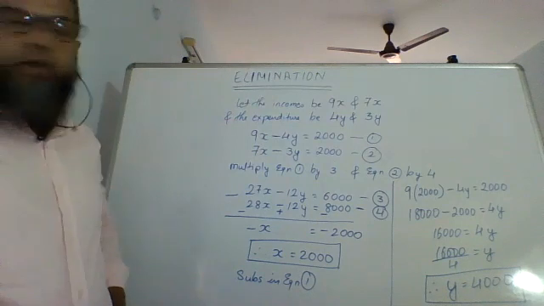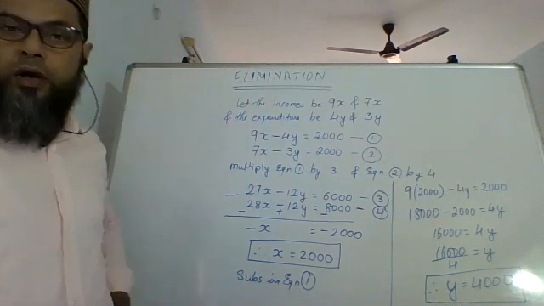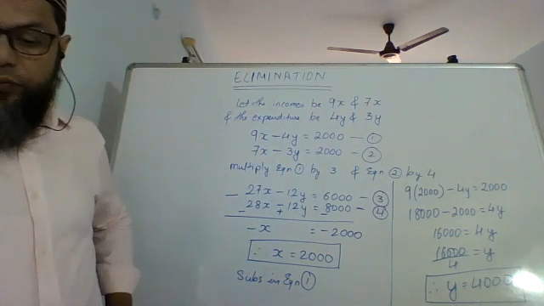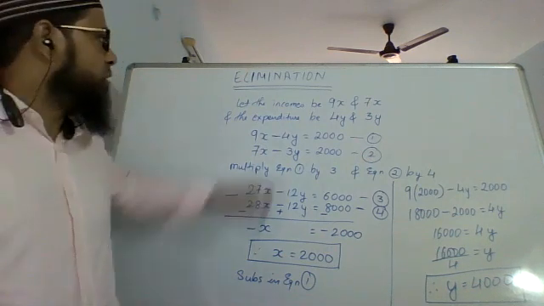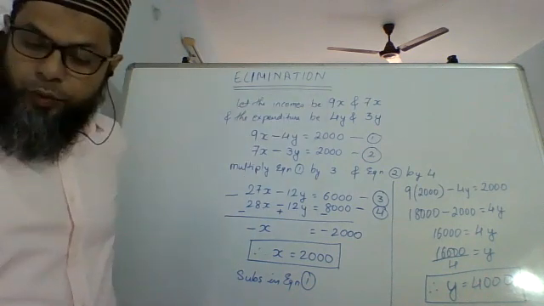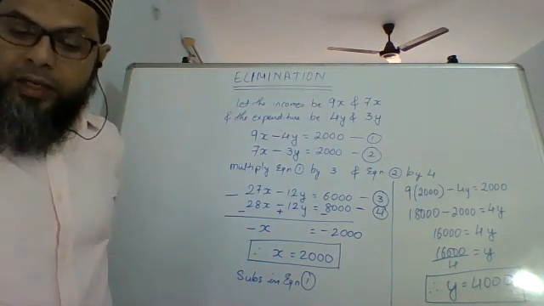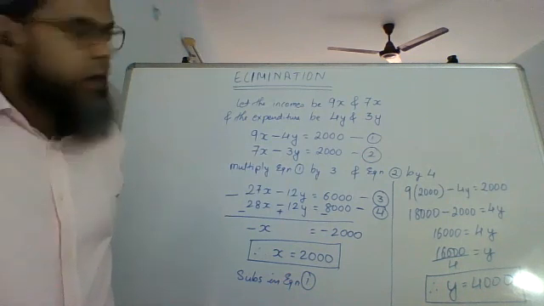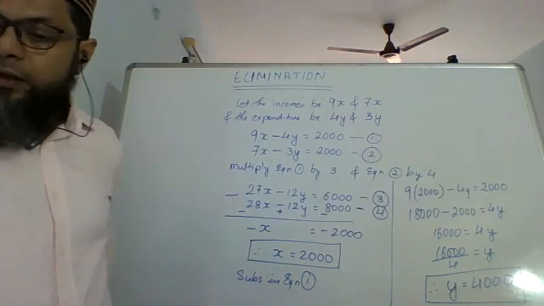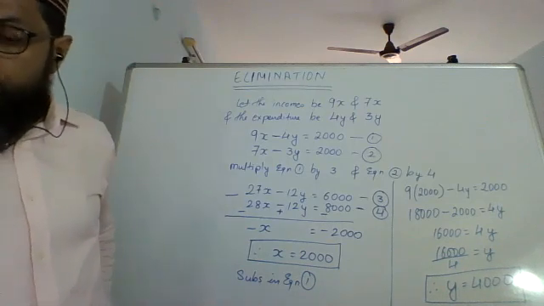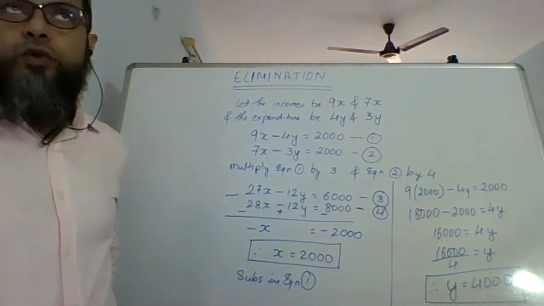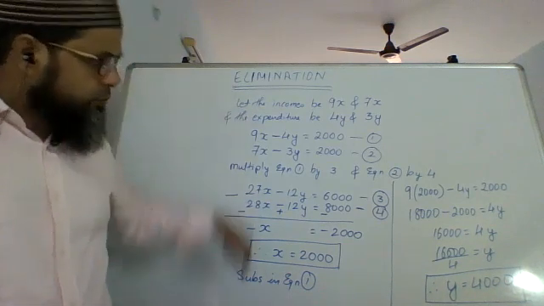Now we have just found x and y, but this is not the answer. We have to find what the question was: find their monthly incomes. Monthly incomes are 9x and 7x. Actually, we don't even need to find y, but we have found it. Now 9 into 2000 is 18,000 and 7 into 2000 is 14,000. Therefore, their monthly incomes are 18,000 and 14,000.